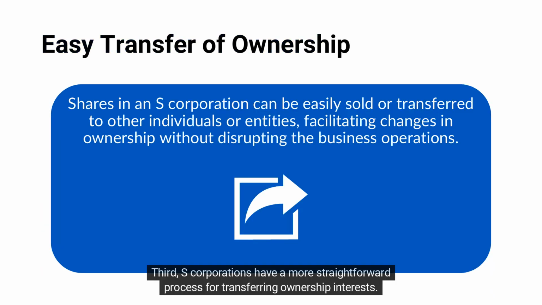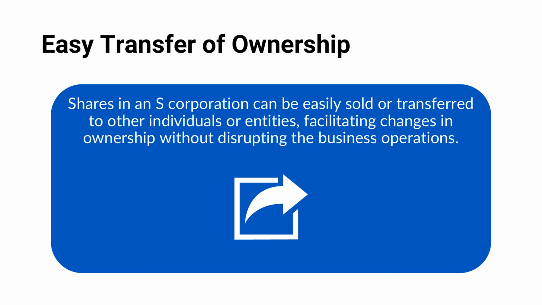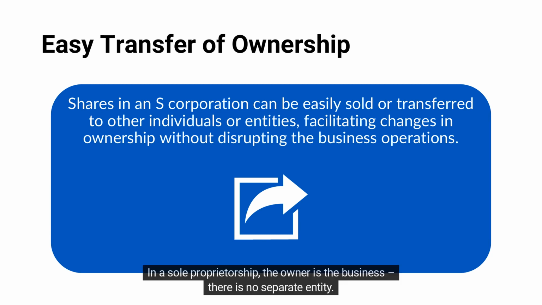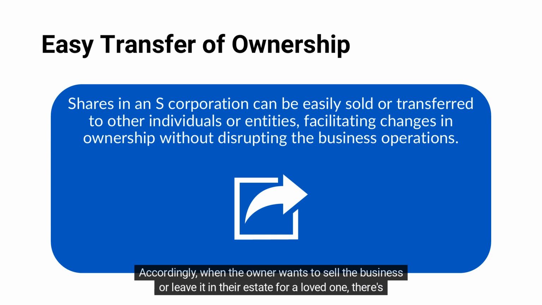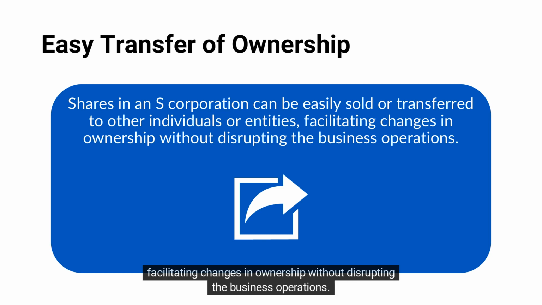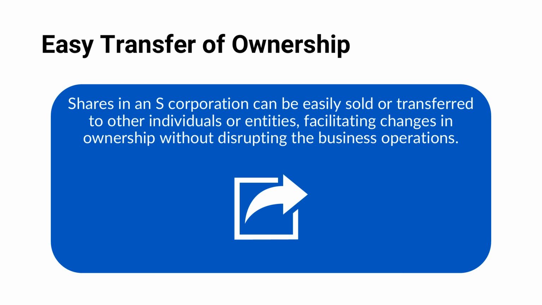Third, S corporations have a more straightforward process for transferring ownership interests. Many child care businesses are sole proprietorships. In a sole proprietorship, the owner is the business. There is no separate entity. Accordingly, when the owner wants to sell the business or leave it in their estate for a loved one, there's no simple way to do it. However, shares in an S corporation can be easily sold or transferred to other individuals or entities, facilitating changes in ownership without disrupting the business operations.